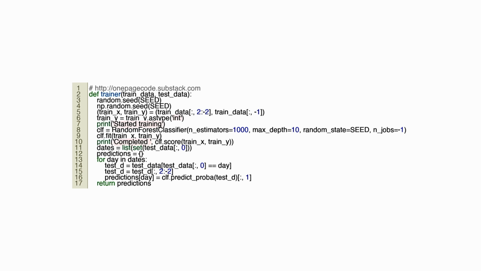The corresponding rows are then removed from the original test data and stored in a variable called testD. The first two and last two columns of testD are then selected and assigned back to testD. Next, the code uses the trained model, CLF, to predict the probability of the testD values belonging to class 1. These predicted probabilities are then stored in the predictions dictionary, with the corresponding date as the key. Finally, the code returns the predictions dictionary as the output of the function.